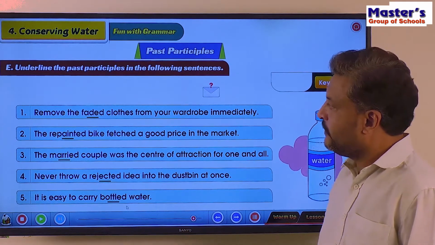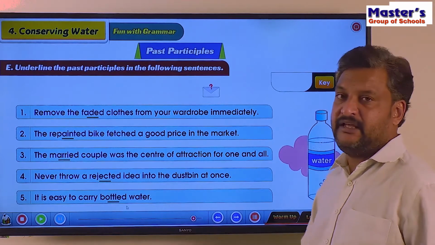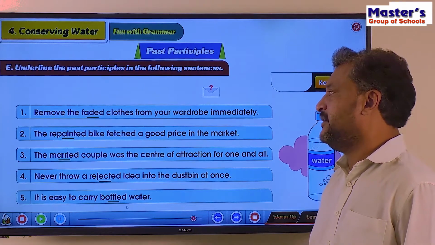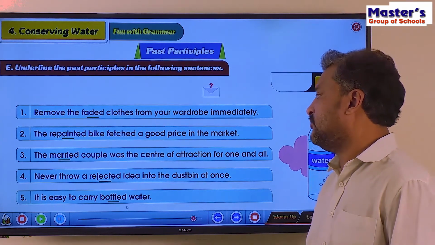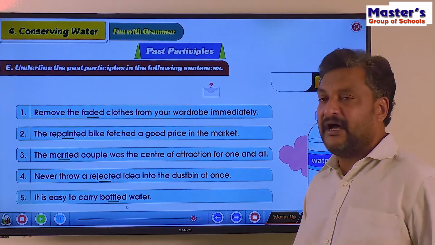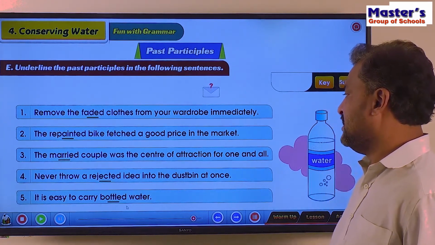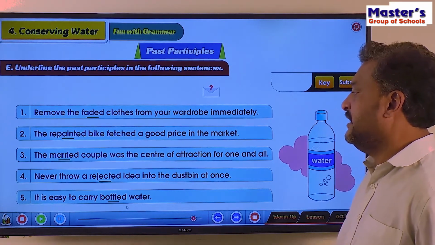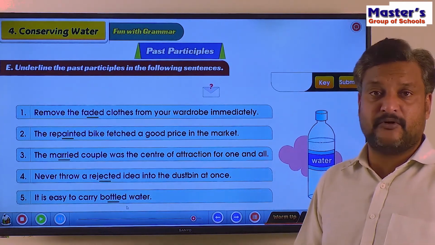Yes. So, the first sentence, remove the faded clothes from your wardrobe immediately. Faded is the verb in the past participle form. Then the repainted bike fetched a good price in the market. Repainted is the word in past participle form. The married couple was the center of attraction for one and all. Married is the word in past participle form. Never throw a rejected idea into the dustbin at once. Rejected is the word in past participle form. It's easy to carry bottled water. Bottled is the word in past participle form.